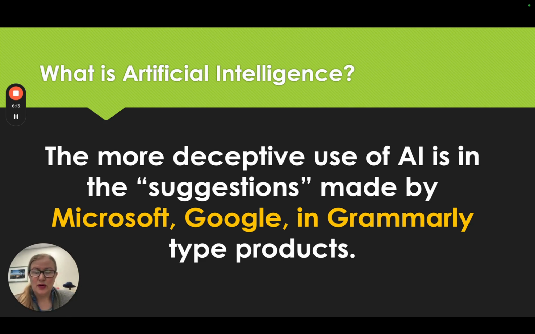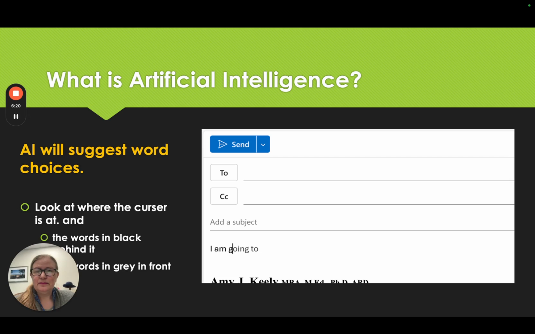But the more deceptive ways are through Microsoft, Google, and in products like Grammarly. So let me give you an example. Look at where the cursor's at. The cursor is between the word G and O. But if you look at the words I, am, and G, they're in dark black. The words O-I-N-G and to are in gray. It's because they haven't been written yet. I literally have not written the word going. Microsoft figured out what I was saying and gave me a suggestion of what to use.